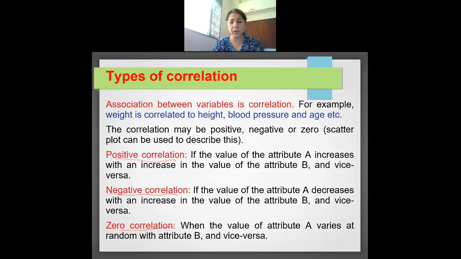When you have no relation between two attributes, we say that it is a zero correlation. Now how do you identify that it is a positive, negative, or zero correlation? You have several methods available with you. Several methods in the sense you can plot that using scatter plot.